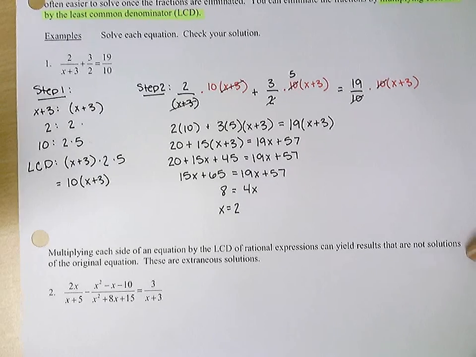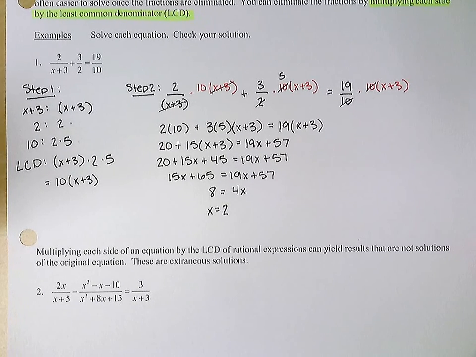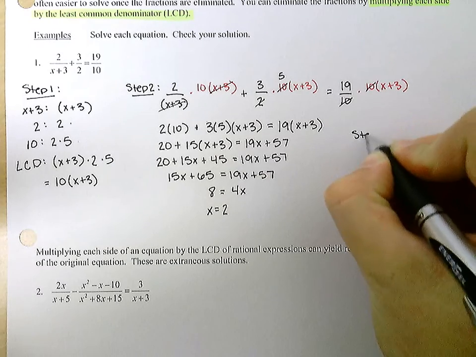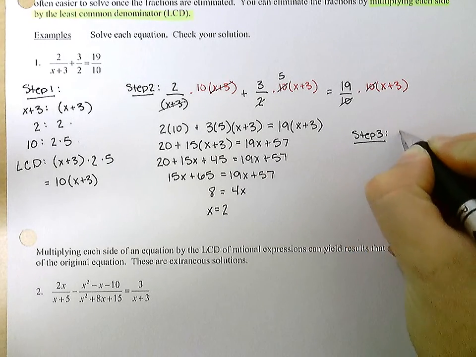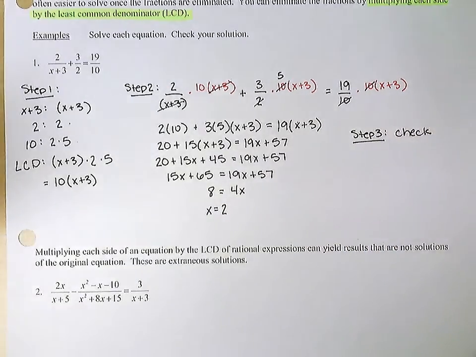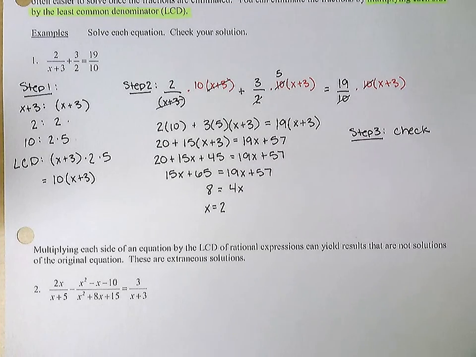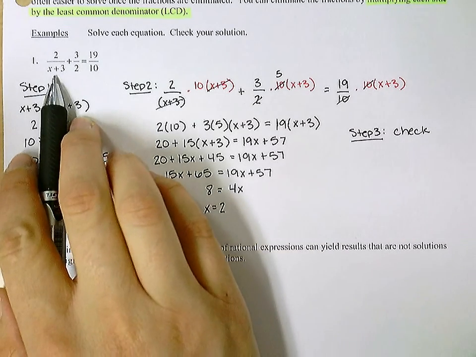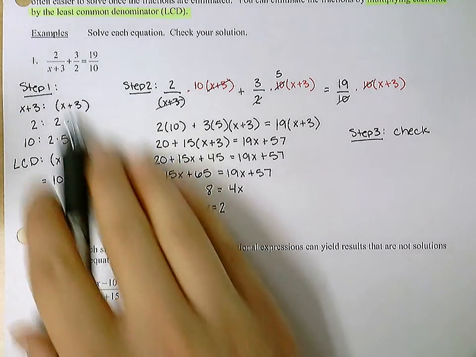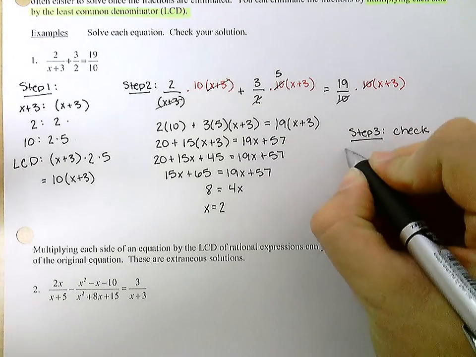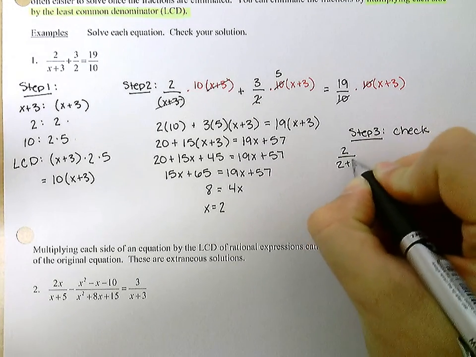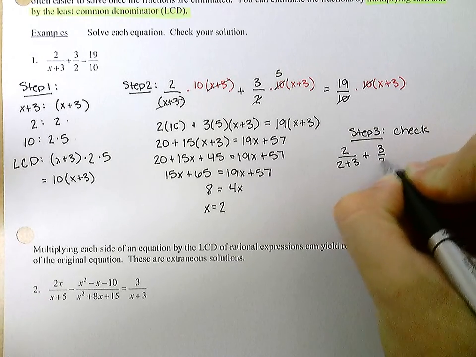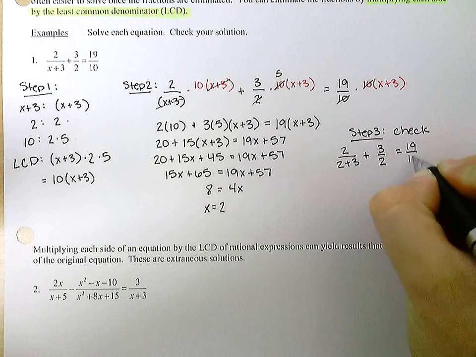Now, before you circle or box your answer, you do need to check. Okay, you need to check that that makes sense. So, step 3 is check your answer. Okay, so I need to plug 2 in for x in my original equation here. Okay, so 2 in for x. So we would have 2 over 2 plus 3 halves is equal to 19 tenths.